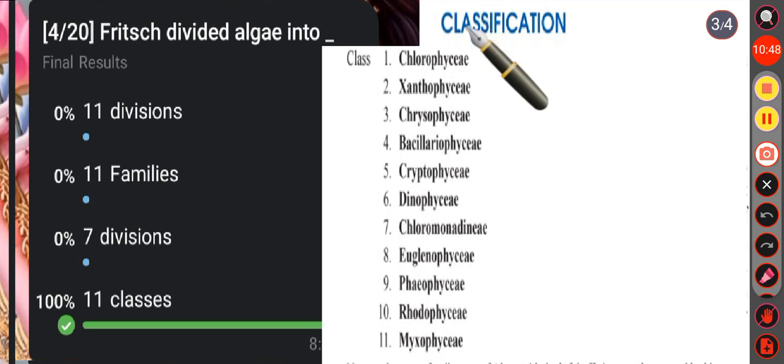These are Chlorophyceae, Xanthophyceae, Chrysophyceae, Bacillariophyceae, Cryptophyceae, Dinophyceae, Chloromonadini, Euglenophyceae, Phaeophyceae, Rhodophyceae and Myxophyceae. So here the correct answer is option D. Fritsch divided algae into 11 classes.